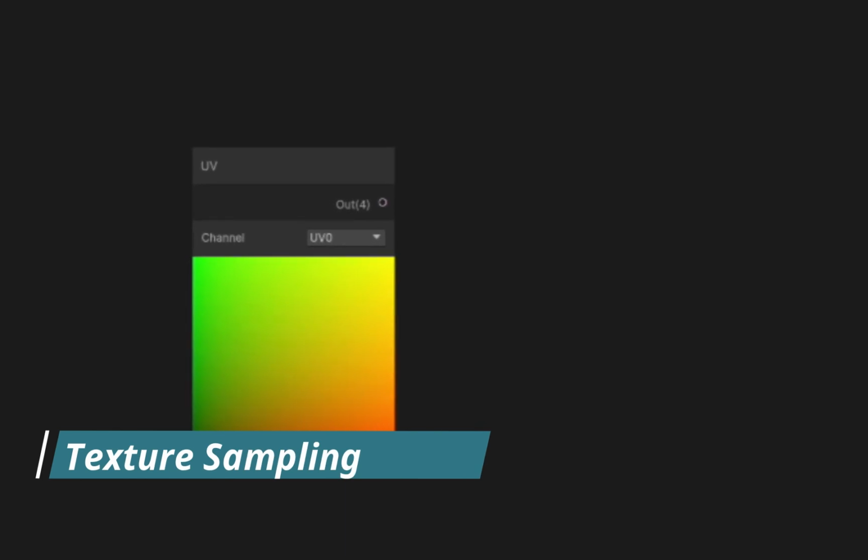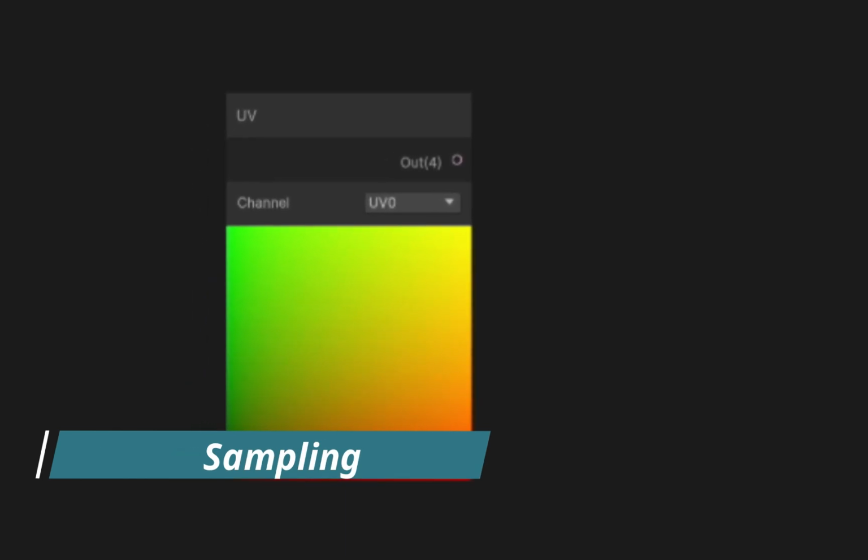Okay, so we have this UV node that essentially just provides us with the UV coordinates of an object's surface.